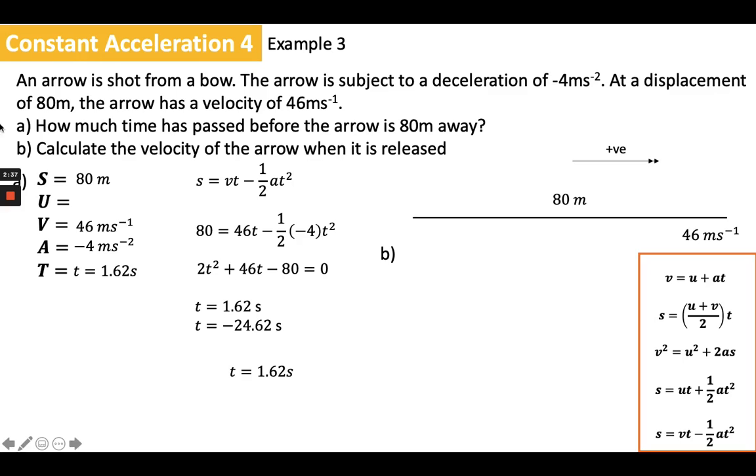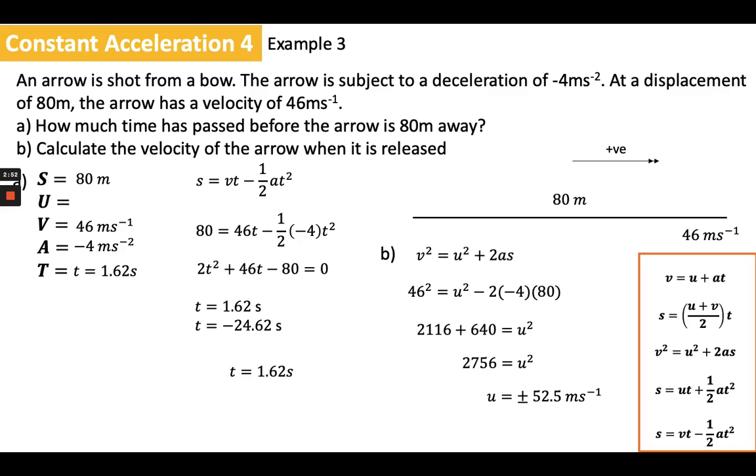So that means I'm using S, U, V and A. So I'm using my third Suvat equation, V squared equals U squared plus 2AS. That means that I can just plug in my numbers and solve it, and I get U is plus or minus 52.5 meters per second.